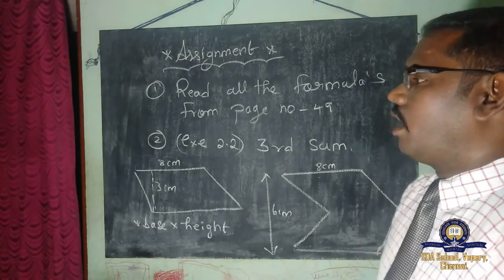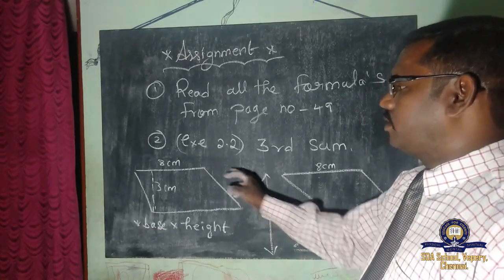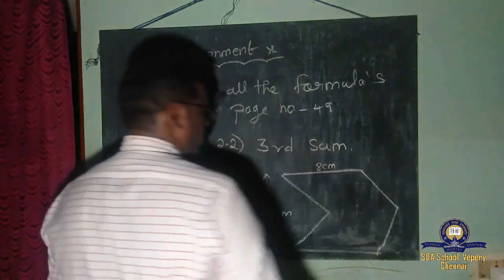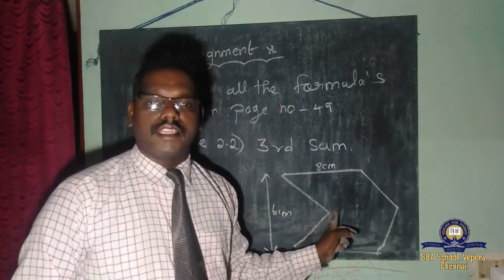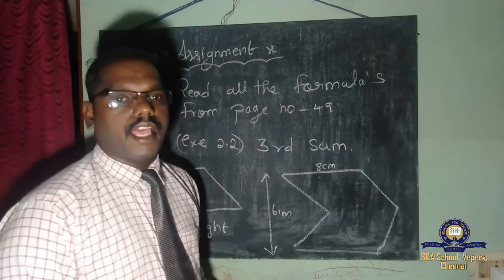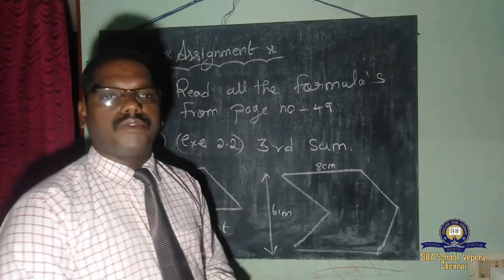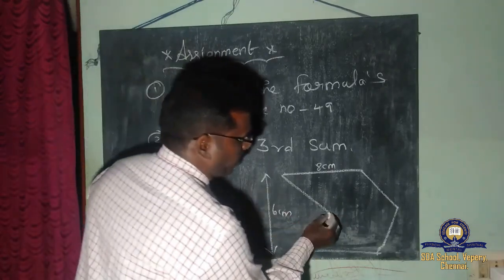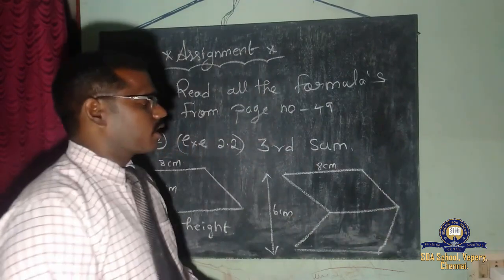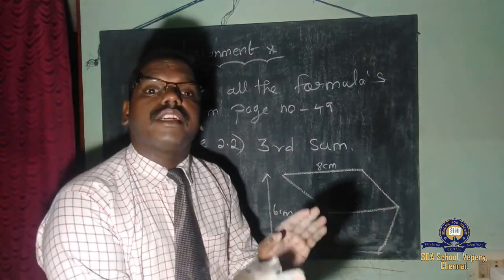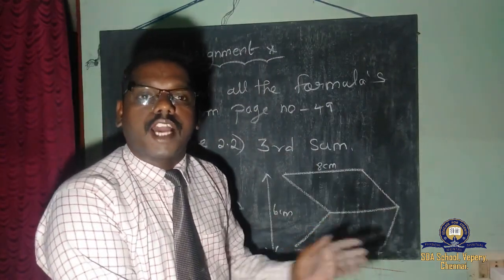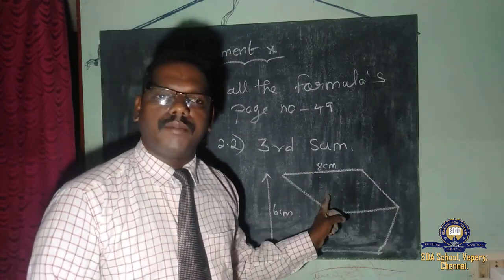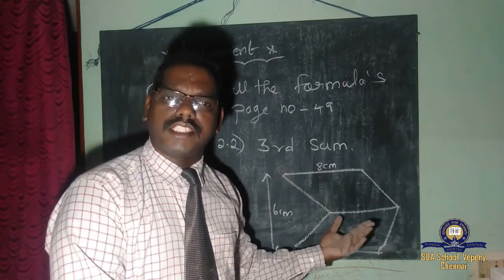After that, the second one I gave is exercise number 2.2, third problem. What is the third problem? It is a combined figure like this. They are asking us to find the area of the combined figure. How is it combined? Like this. Two parallelograms are combined. So if you find the answer for one parallelogram, then we will multiply that answer by 2.